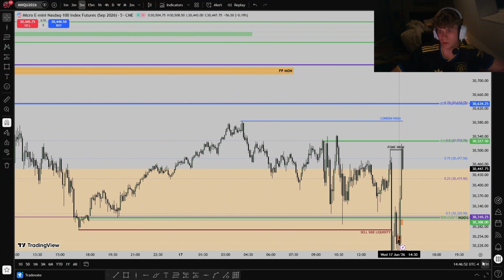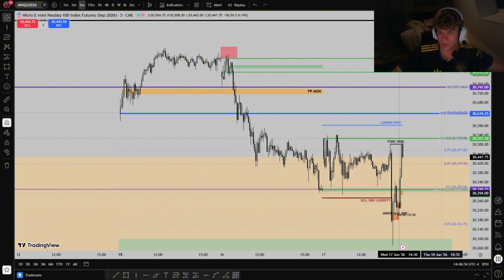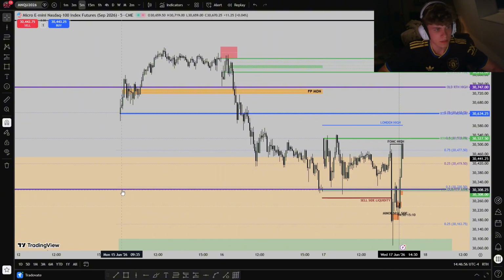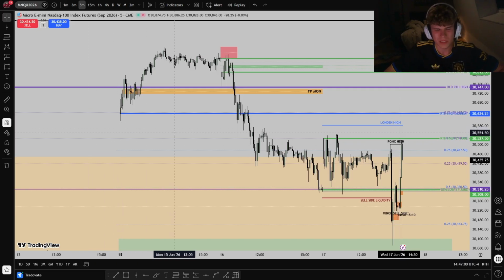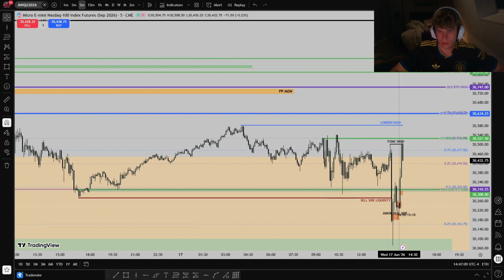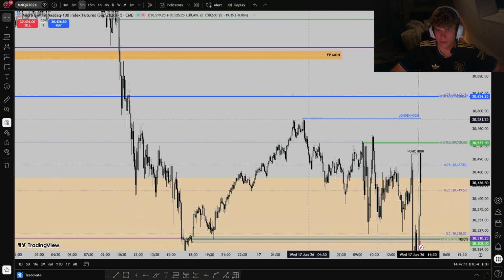Do I think we still could go higher? Is it completely done right now? It took a huge target for me that was at the FOMC high, but is it really done? Is it right now over? I would still say that we are going to go higher towards the London high and towards these highs here.